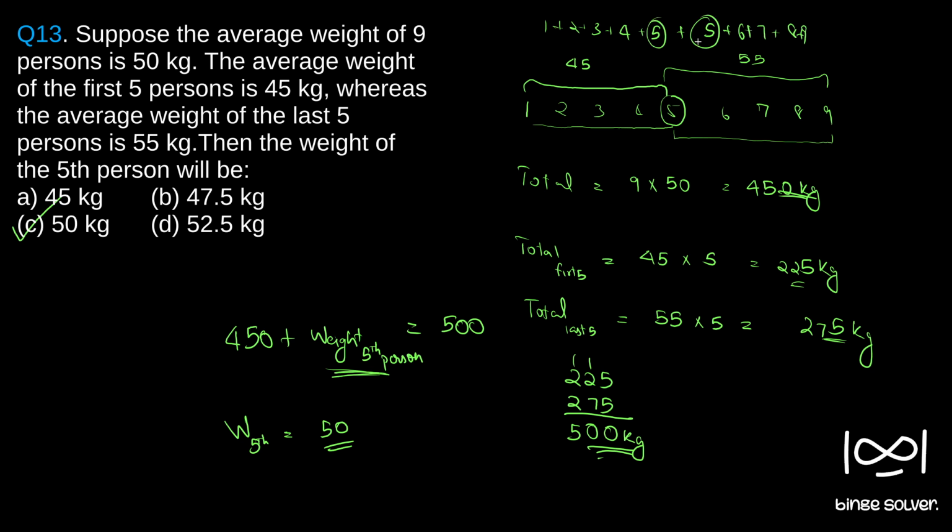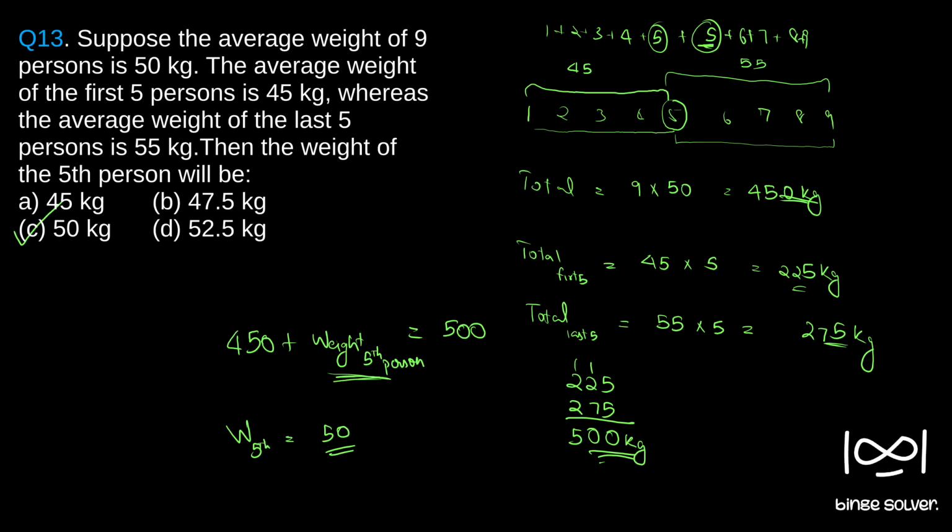So total weight plus the weight of the 5th person is what we got as 500. So the weight of the 5th person is 500 minus 450, which is 50. So that's how we got option C as our answer. The solution to question 13 is C, 50 kg.